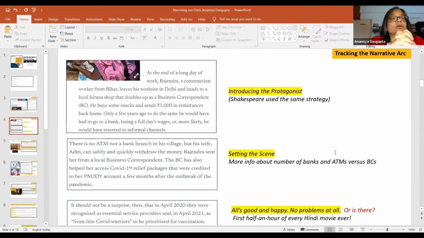At the end of a long day of work, Rajendra, a construction worker from Bihar, leaves his work site in Delhi, heads to a local kirana shop that doubles up as a business correspondent, BC. He buys some snacks and sends ₹1,000 in remittances back home. Only a few years ago, to do the same, he would have had to go to a bank, losing a full day's wages, or more likely he would have resorted to informal channels.